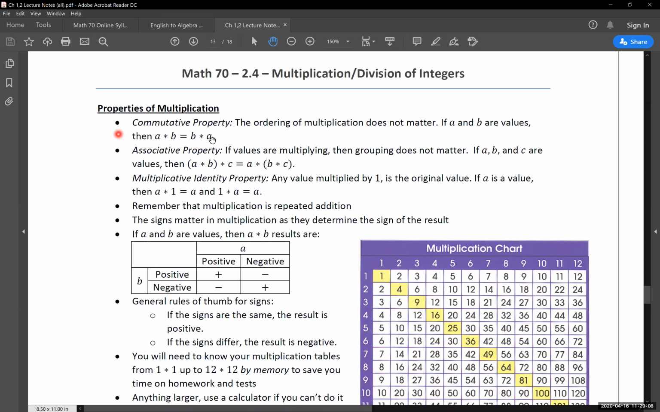So it's a really nice part with the commutative property of, again, the ordering of multiplication does not matter. So you can move these things around, go back and forth with them however you want to, if everything is multiplying together, which is really nice.